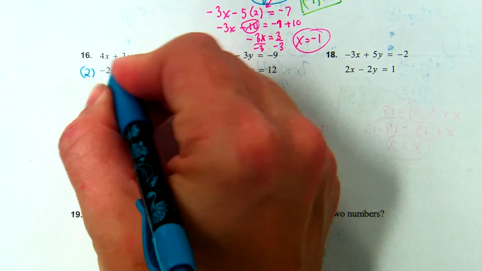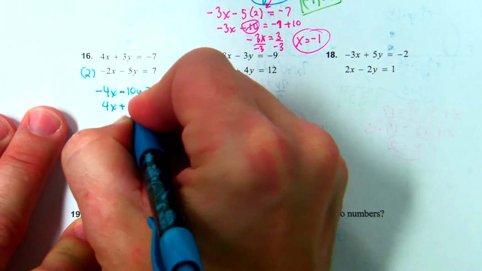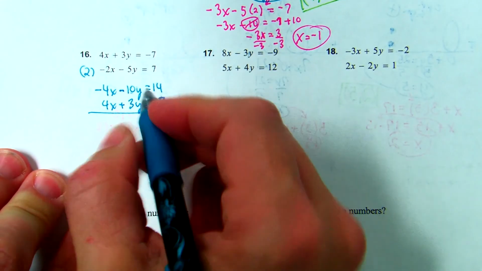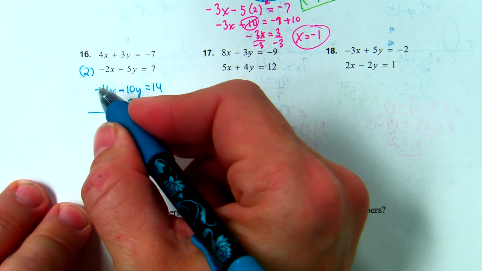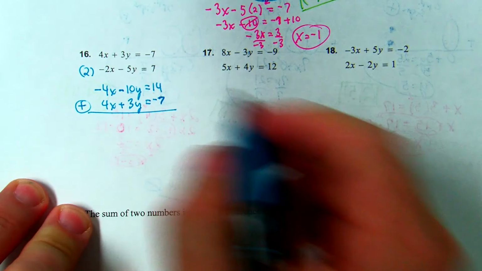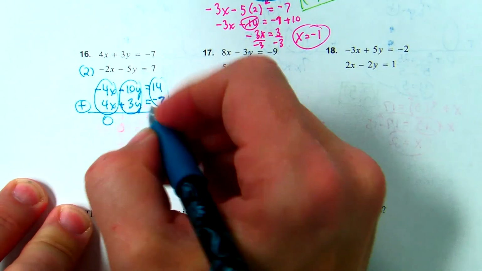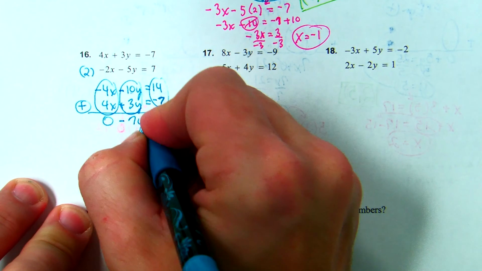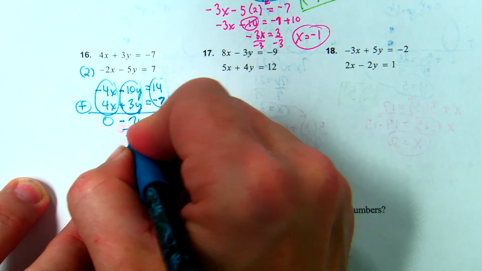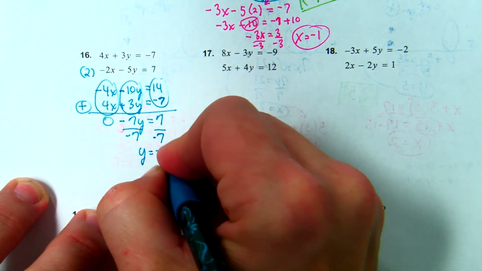I'm going to write the other equation right below it so we've got them stacked on top of each other: 4x plus 3y equals negative 7. Because they have the same coefficient but opposite signs, we add. We add the x terms, the y terms, and the integers. The x terms go away. This will be a negative 7y, and this will be a positive 7. So we divide by negative 7, and y equals negative 1.